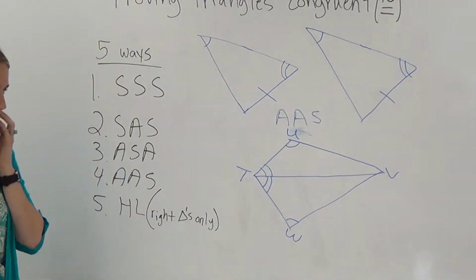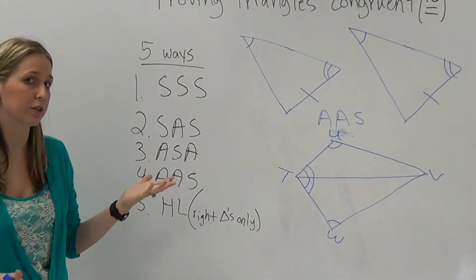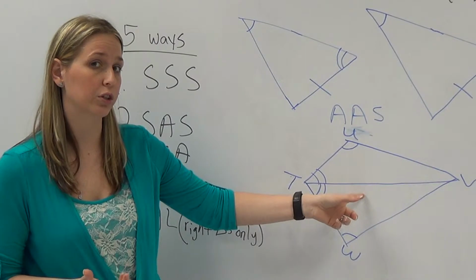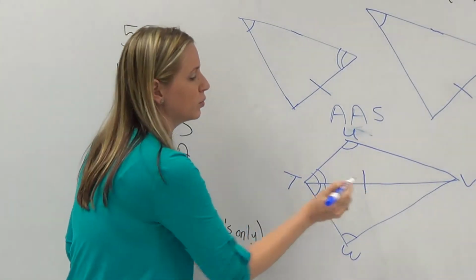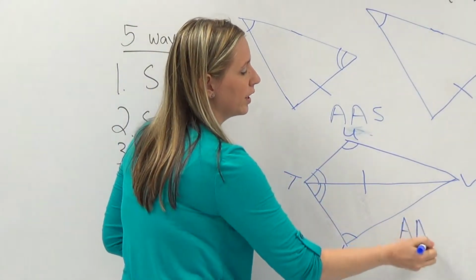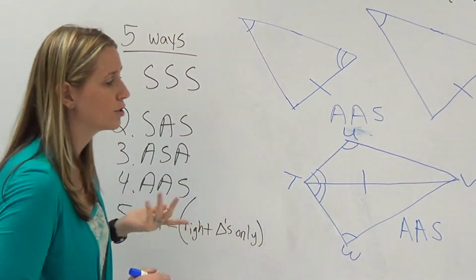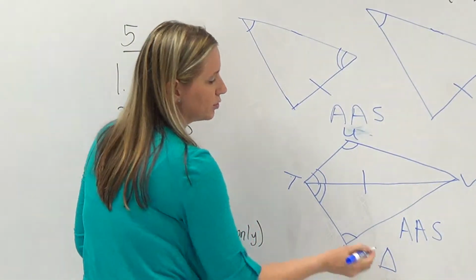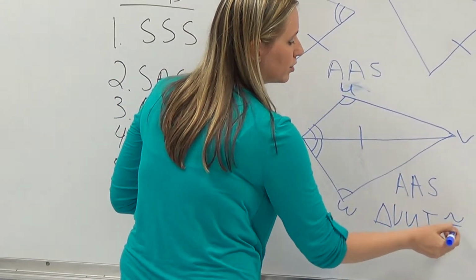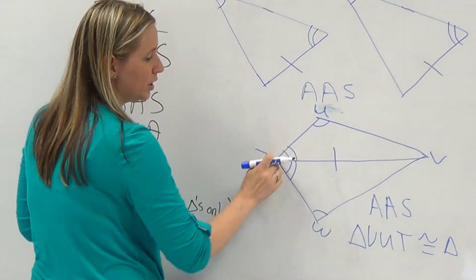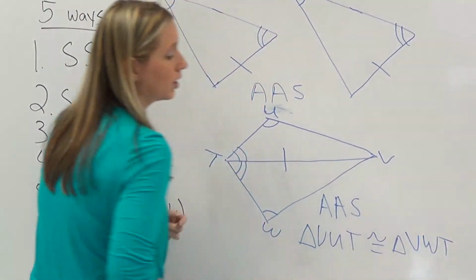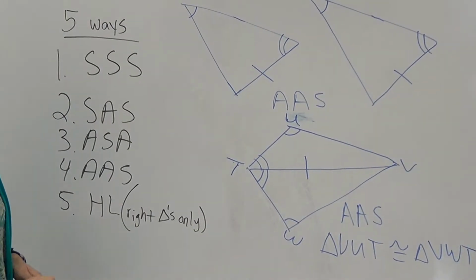Okay, if you look at this one, you say, well, I don't have a side. But think about this. Remember earlier we said that if one side connects 2 triangles, this is actually congruent to itself. So we can put a little symbol here, and we've got angle, angle, side. So this one is angle, angle, side. And then we can write a triangle congruent statement. So triangle VUT is congruent to triangle, so we have to go VWT. And that one is angle, angle, side.